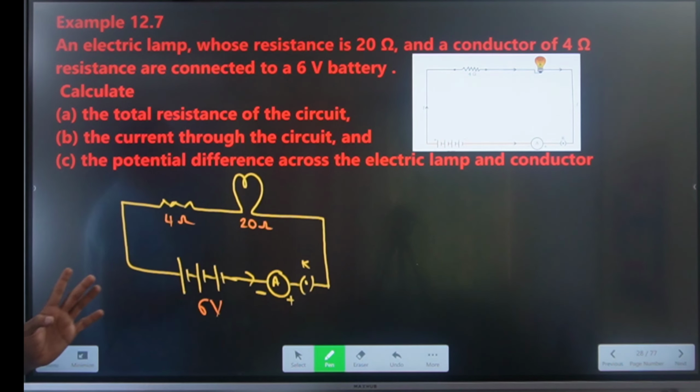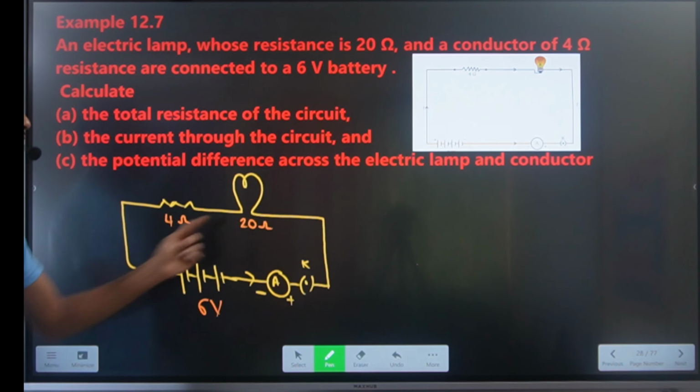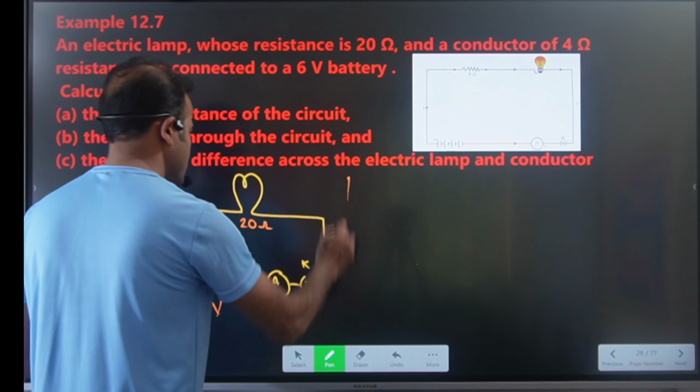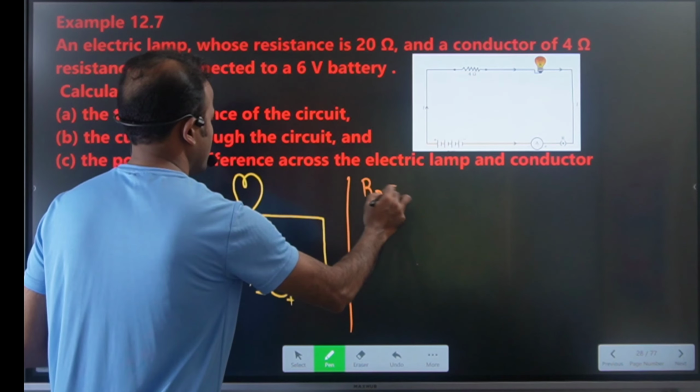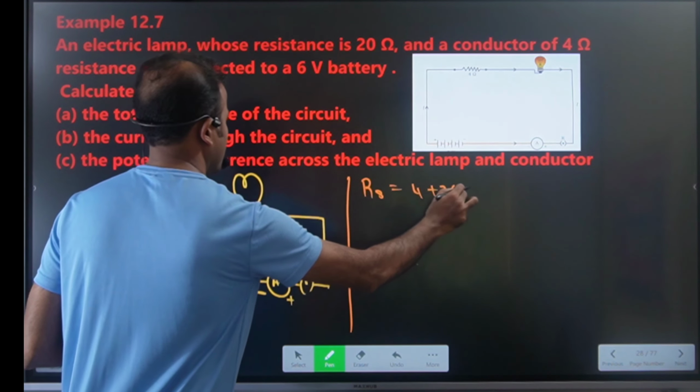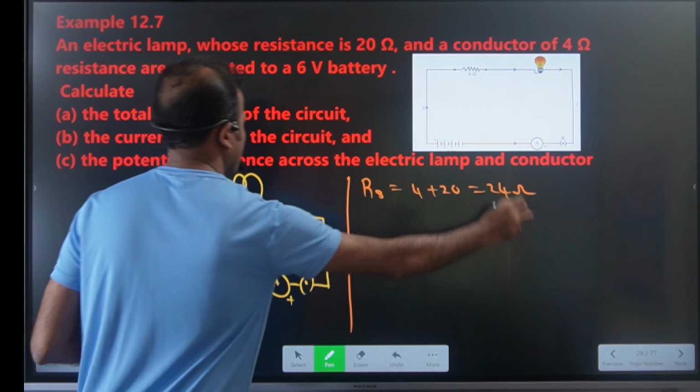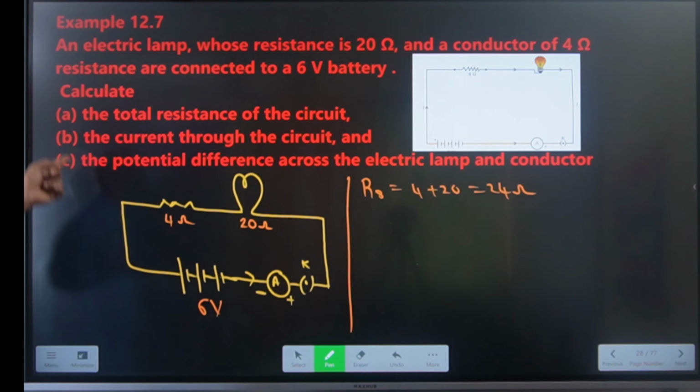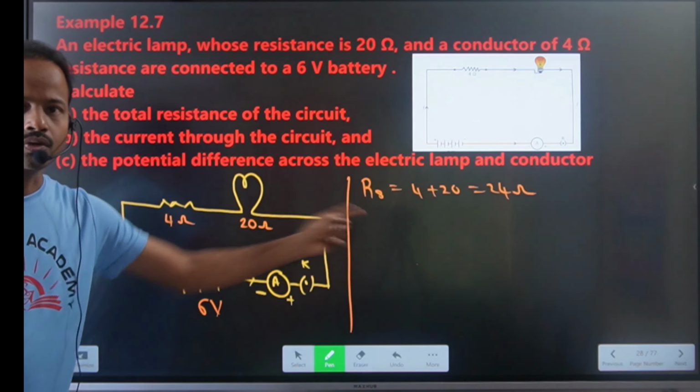So what you have to find out here is the total resistance in the circuit. It is very simple: when you add these two you will get the total resistance. What is the total resistance? Rs equal to the combination of these two resistor values, that is 4 plus 20, how much? 24 ohms. The total resistance of the circuit is 24 ohms.